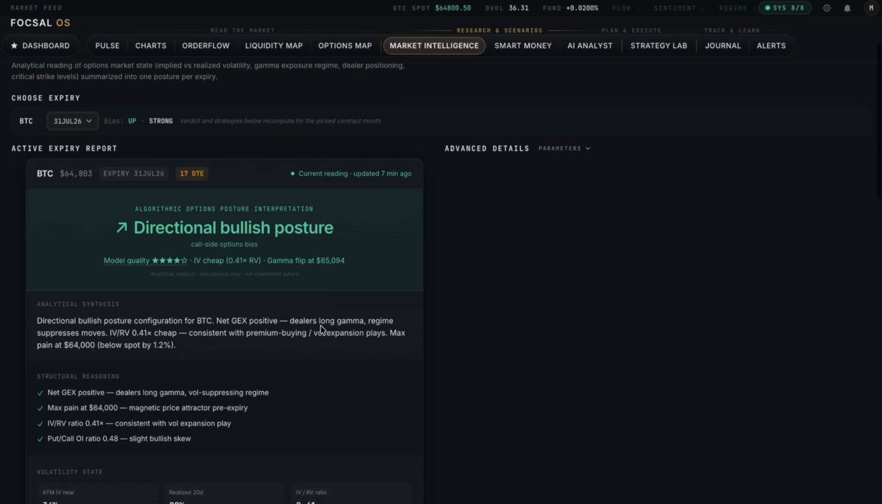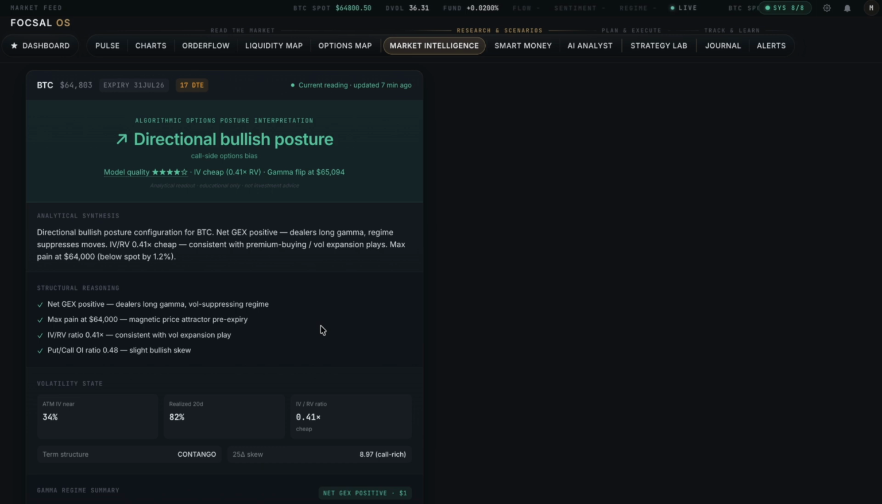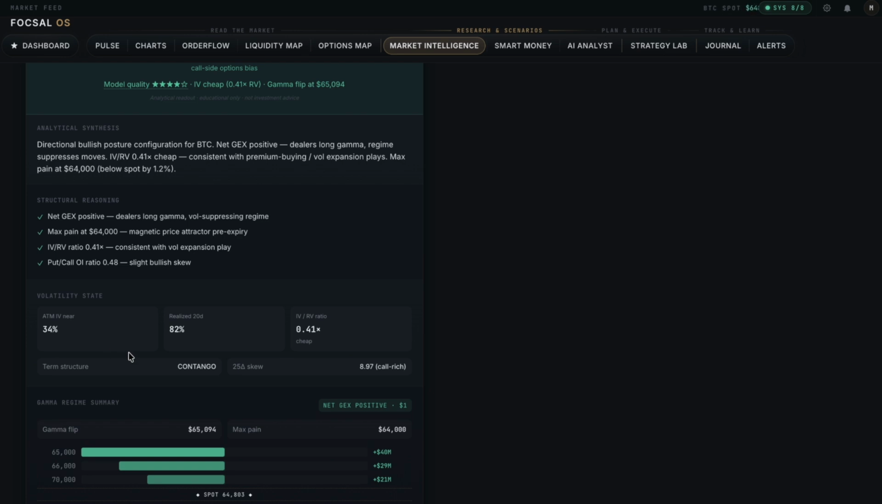Below, the analytical synthesis, the whole interpretation in a few plain sentences. And under it, the structural reasoning, the specific points it rests on. Everything laid out, nothing hidden. Volatility state. 1 section, 1 question. Are options expensive right now or cheap? There are 2 numbers here, and you read them together.